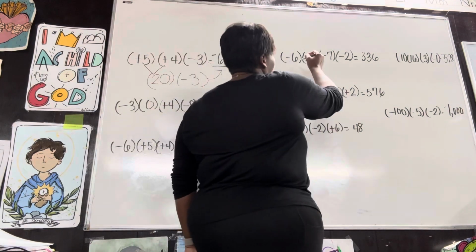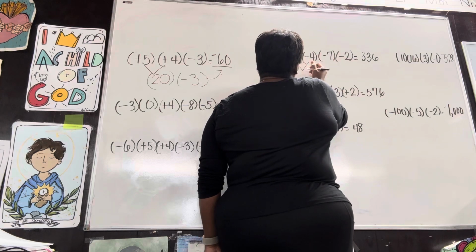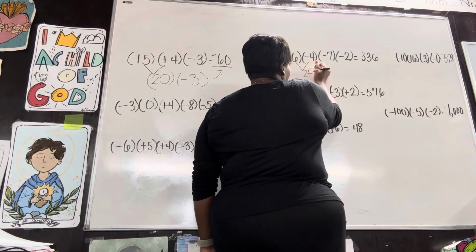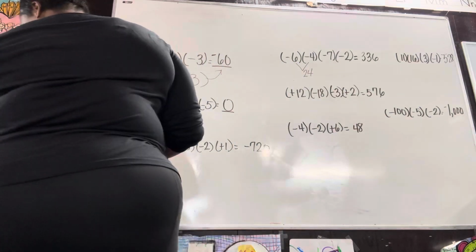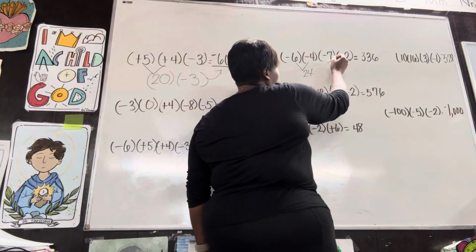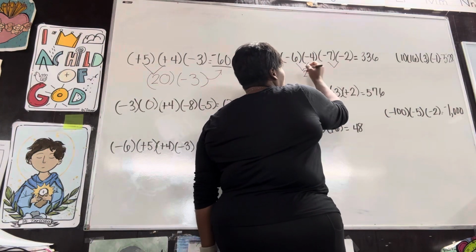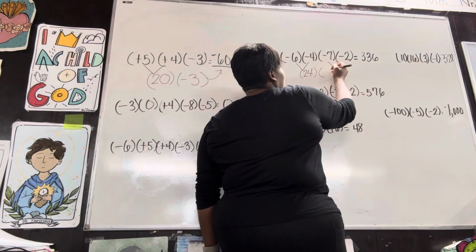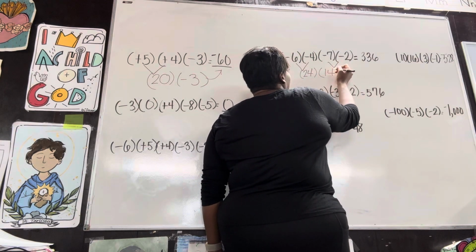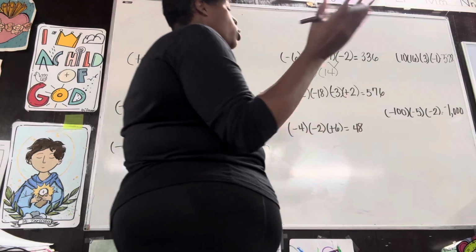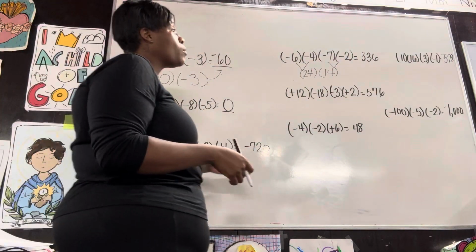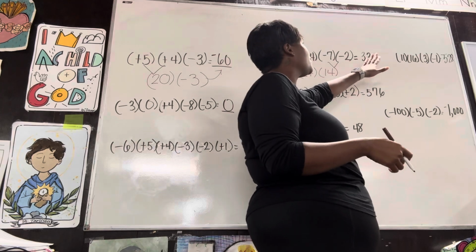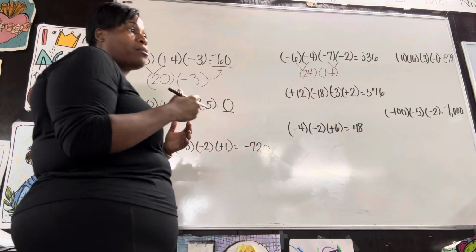So next, same thing. 24, because a negative times a negative is a what? Is a positive. And then we can multiply these two together. And we're going to get what? Positive 14. Now we have 2 positive numbers that we're multiplying together, and that's going to give us what? 336.